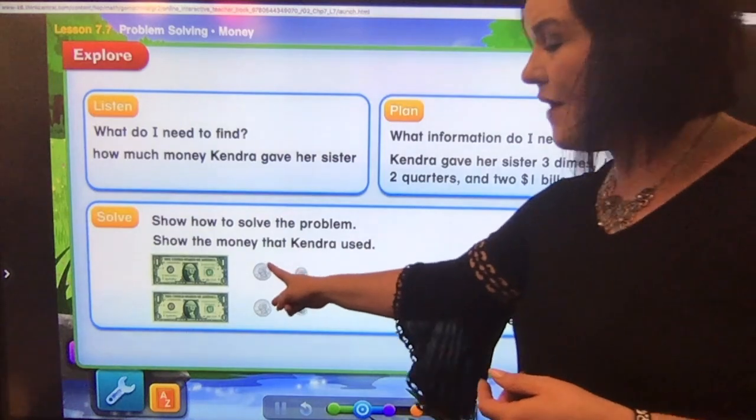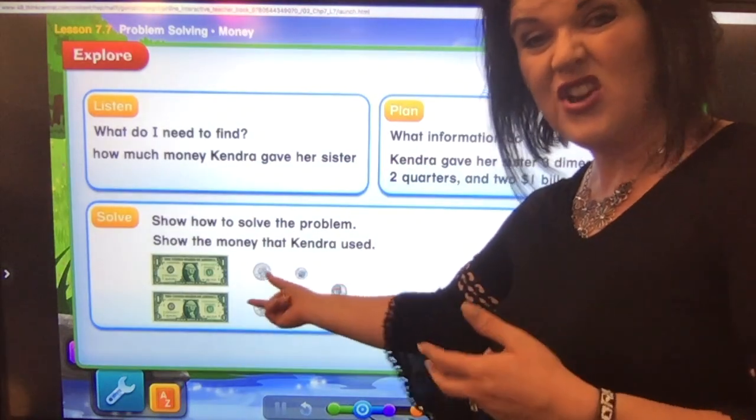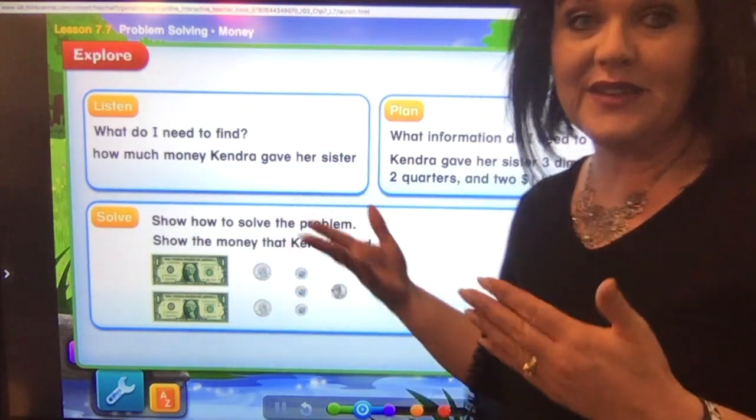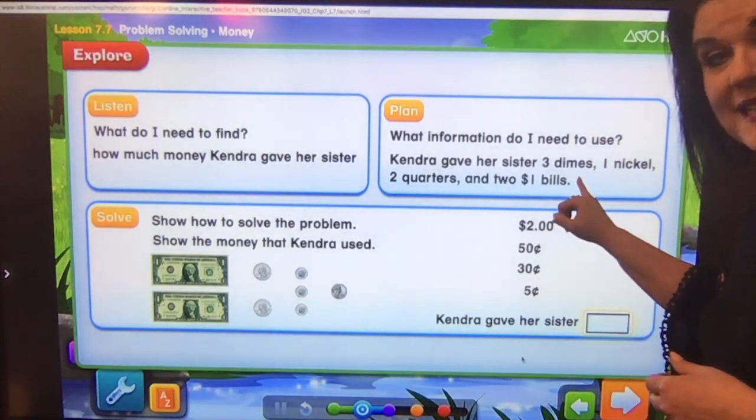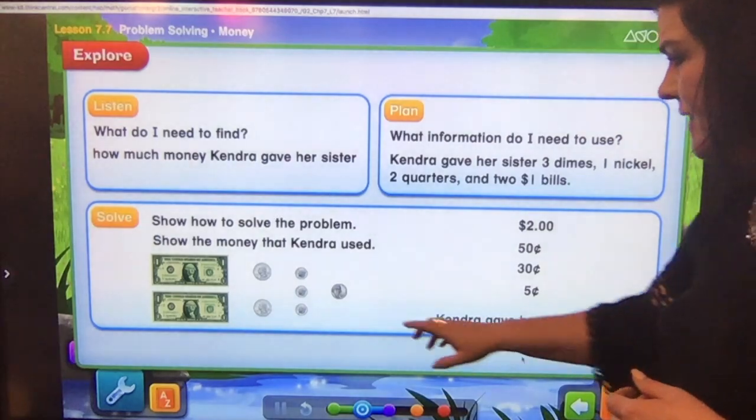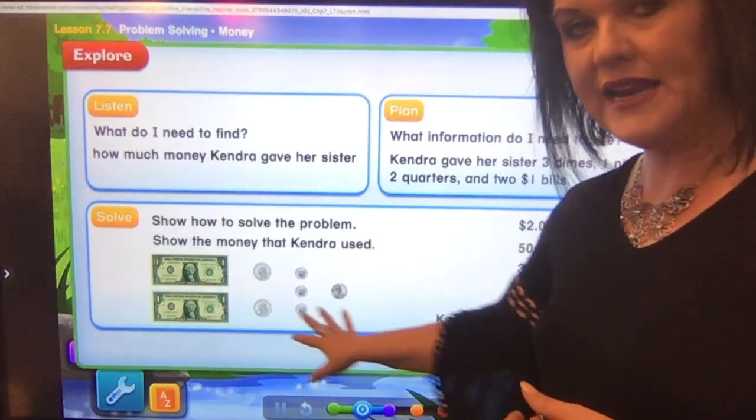And it's okay if you have them above each other, or you can have them sideways too. It really doesn't matter as long as you put them in an order. And then your 3 dimes and 1 nickel. So you can see now it's all right here.